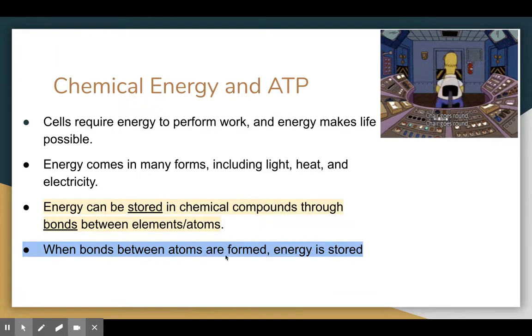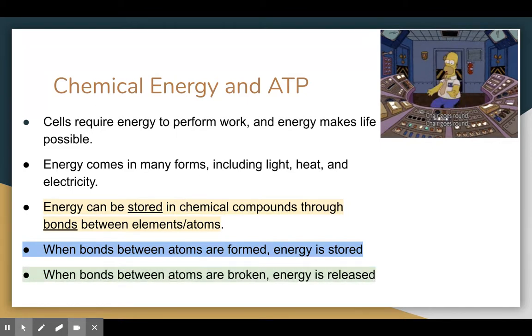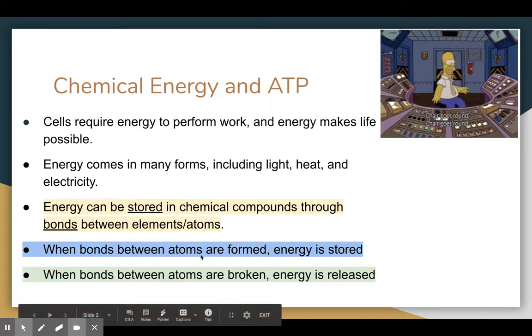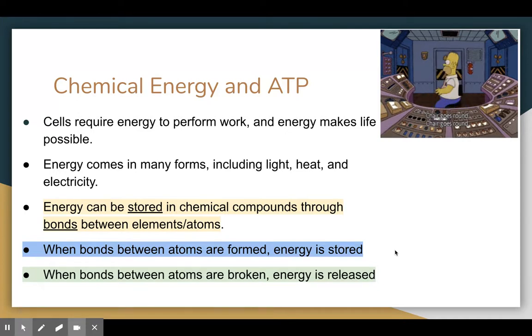When bonds between atoms are formed, energy is stored. So when you have one atom and another atom and they make a bond together, energy is formed in that bond. When that bond is broken, so when bonds between atoms are broken, energy gets released. So that's the basics of it, is that when an atom gets bonded to another atom, so when two elements are bonded together, energy is in that bond. And it takes energy to make that bond. In order to get the energy back out, you need to break the bond and energy gets released. And now those two atoms are no longer bonded together.